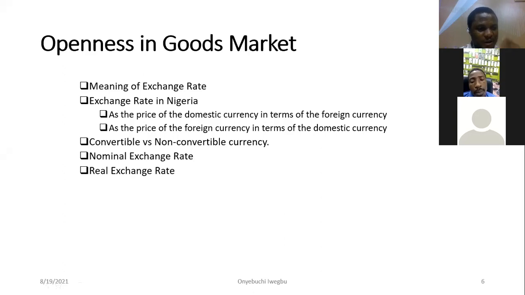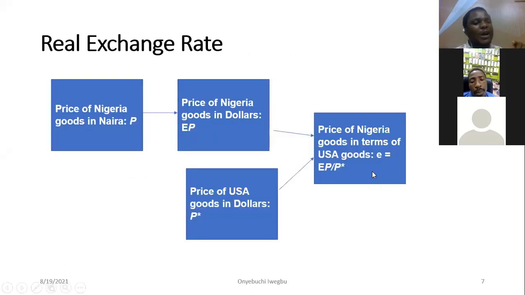So I've explained convertible and non-convertible currencies, then the nominal exchange rate. Now I will explain the real exchange rate. When we talk about the real exchange rate, what do we mean? In the real exchange rate, we are not considering how many naira I need to get $1. No.